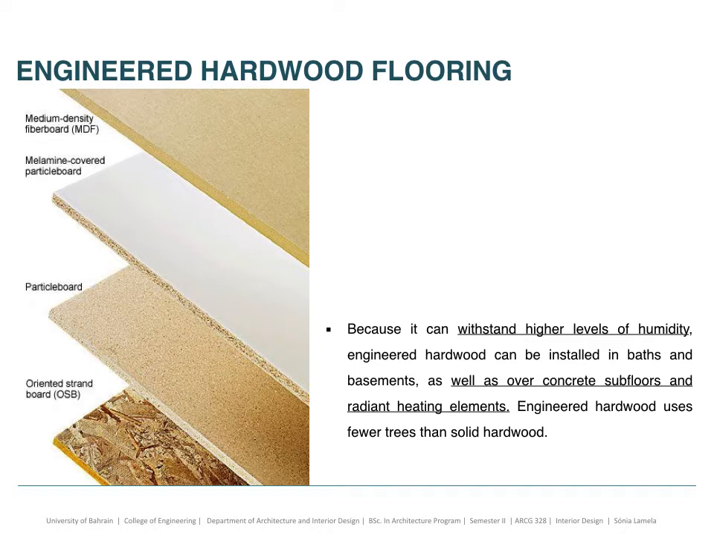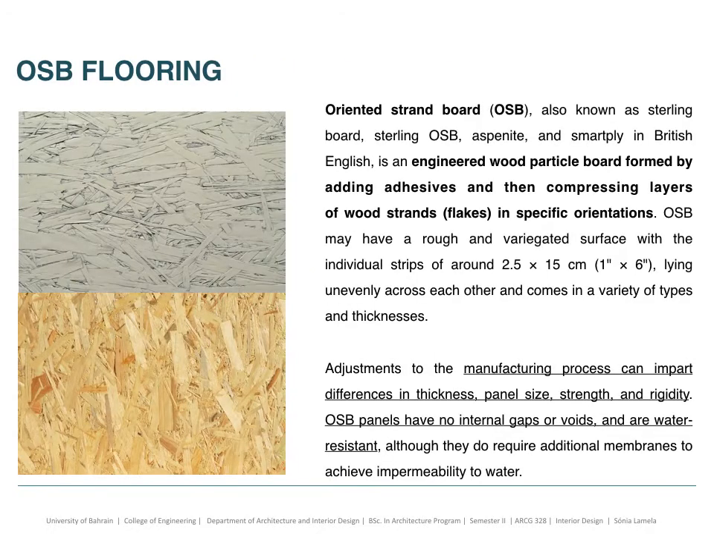Other types of flooring are materials that we have seen also in the previous lecture, like OSB, particle board, melamine covered particle board, and medium density fiber board. They can withstand higher levels of humidity, and they can be installed in baths and basements, as well as over concrete subfloors and radiant heating elements. We'll say that this engineered hardwood uses fewer trees than the solid hardwood. So let's say to some extent it's more sustainable than just a piece of lumber.